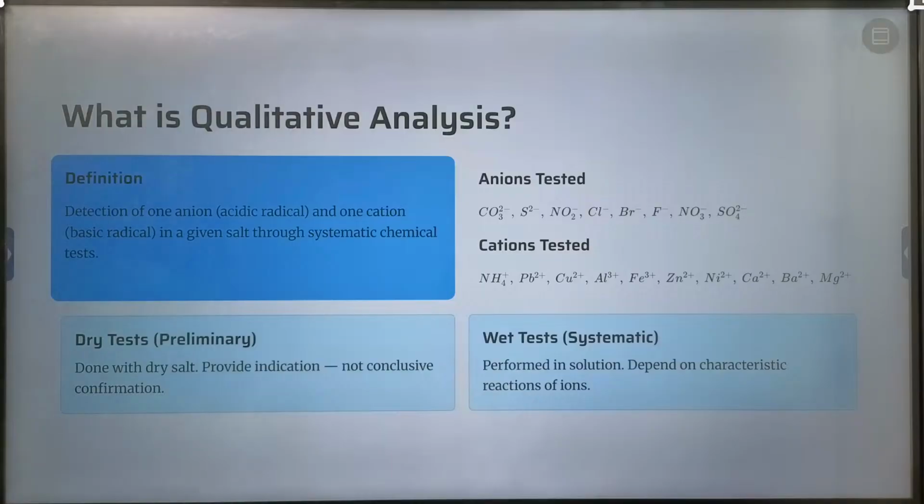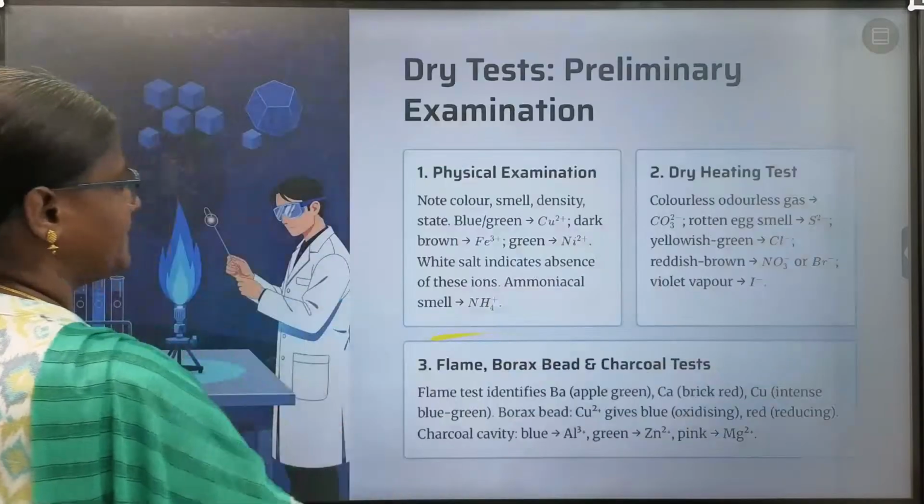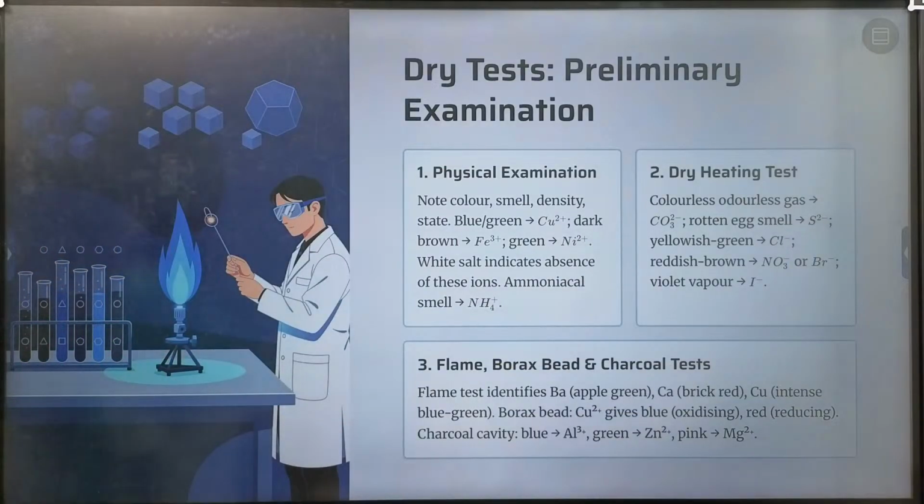Using that chronological procedure, as I told you, it involves the preliminary test, the wet test, and the confirmatory test. The preliminary test won't give any conclusive confirmation, but you can get an idea whether this is the cation and anion which is present. Then you go for the confirmatory test and confirm the presence of the identified cations and anions. So we will start with the preliminary test.